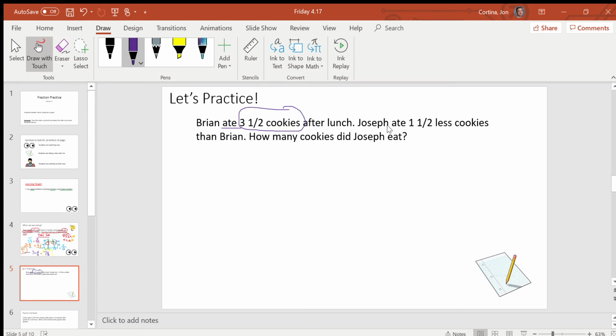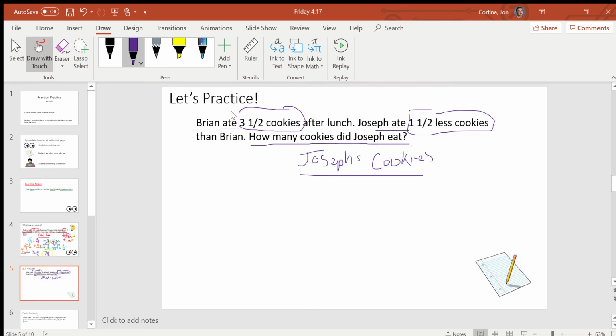Joseph ate 1.5 cookies less than Brian. How many cookies did Joseph eat? Okay, so what are we looking to answer? We don't want to know how many cookies Brian and Joseph ate. All it's asking us for is cookies that Joseph eats. So we're going to title our problem Joseph's Cookies. And that's what we're going to try to figure out.